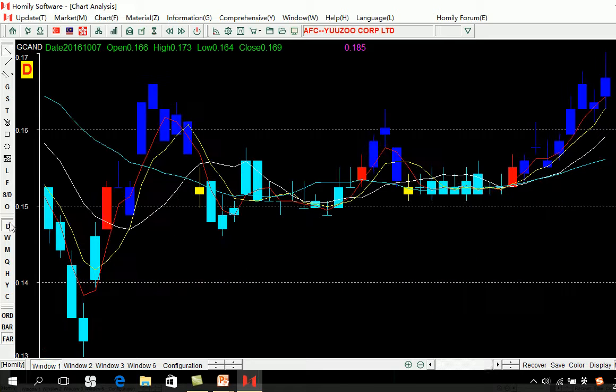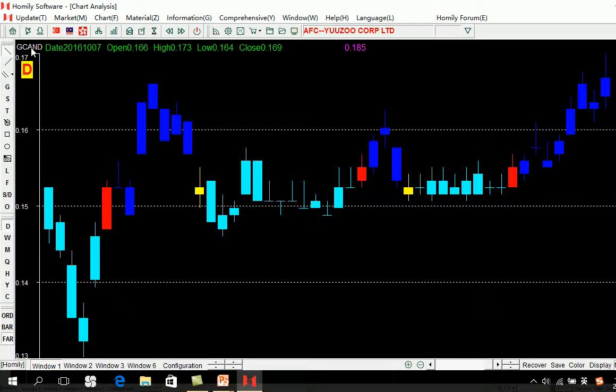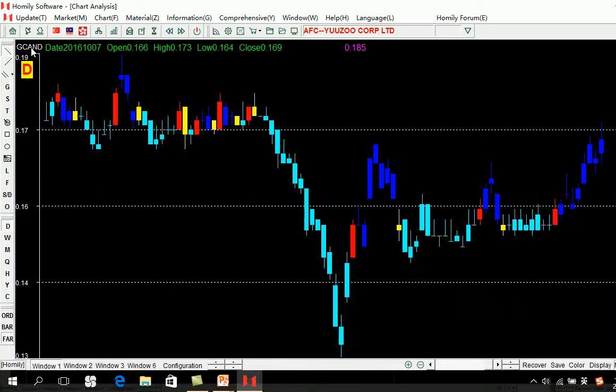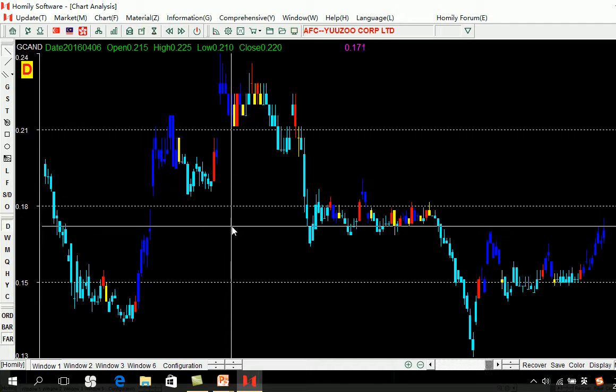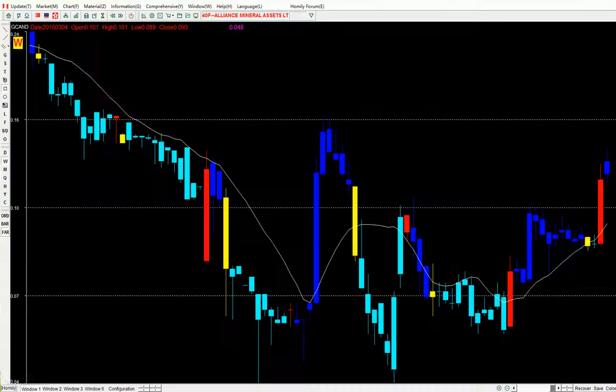This is the daily chart. Just now we talked about this stock. So here is the resistance, right? If it can go up again, maybe you can buy again, okay? So this is for the weekly chart.